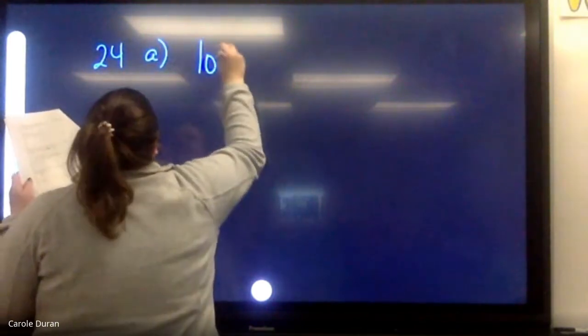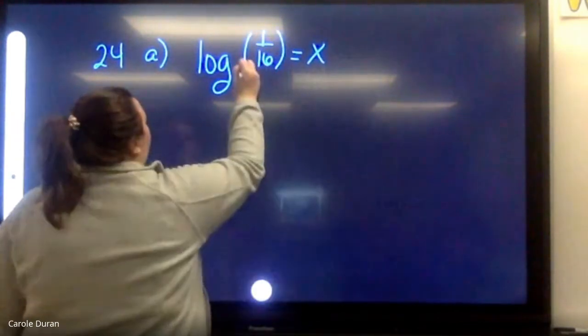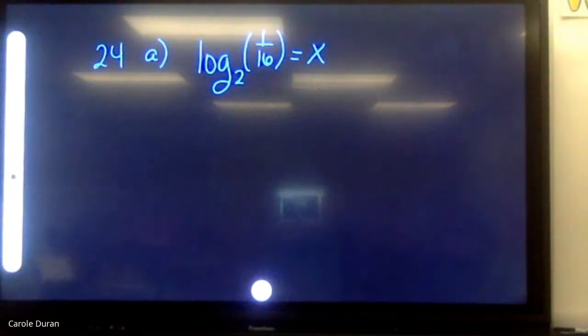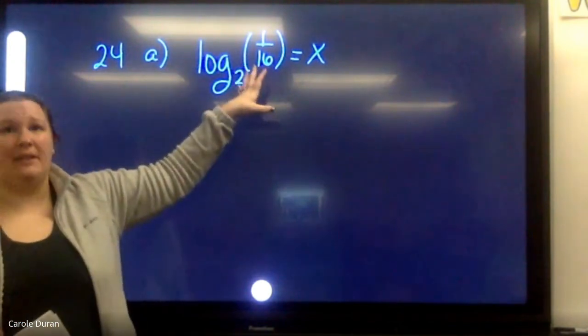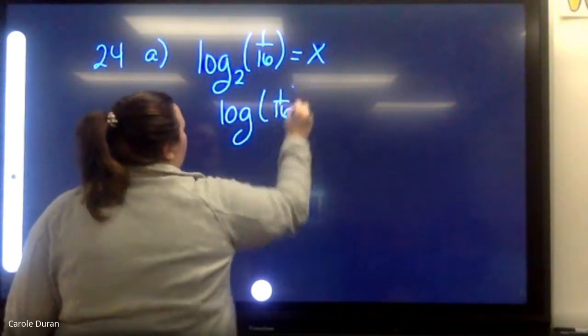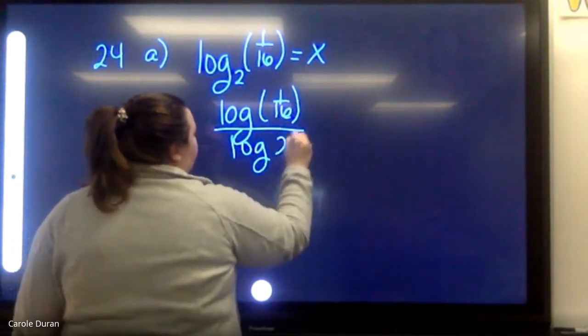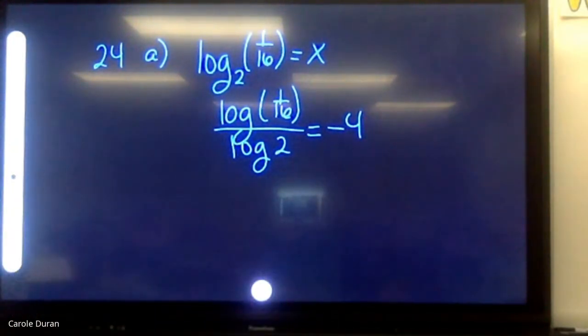gives me log base 2 of 1 over 16 equals x, and it would like for me to solve for x. Do I need to do something super fancy and convert this around? We can, but what else could I do instead? Your change of base. My change of base formula. I have log, base, and a number. I can plug that into my calculator. So then this becomes log of 1 over 16 divided by log of 2, which gives me -4 as an answer. And I get that directly from my calculator.